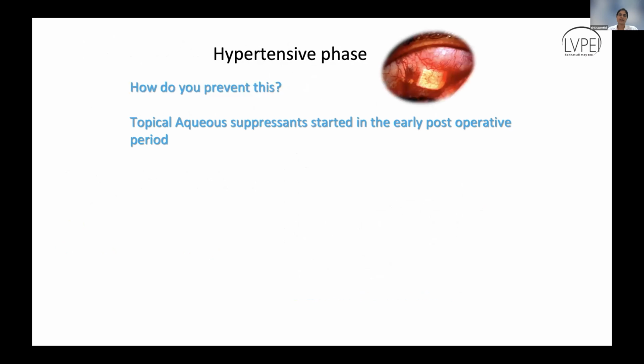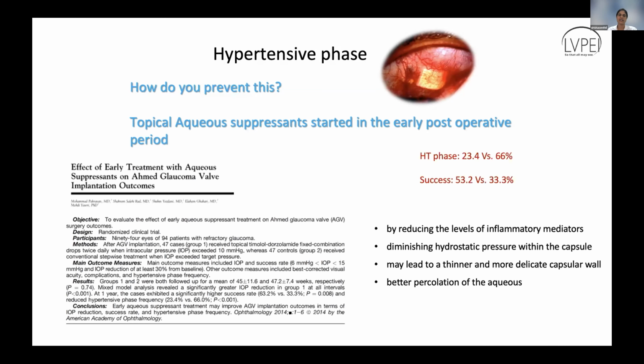So how do we prevent this? Like we said, one of the reasons why the hypertensive phase develops is possibly because of the inflammatory aqueous reaching the subconjunctival space in the early postoperative period. So a thought is like a medical ligation. For example, you use topical aqueous suppressants in the early postoperative period, less amount of fluid goes into the subconjunctival space, and that possibly decreases the hypertensive phase, either the height of the hypertensive phase or the incidence of the hypertensive phase.